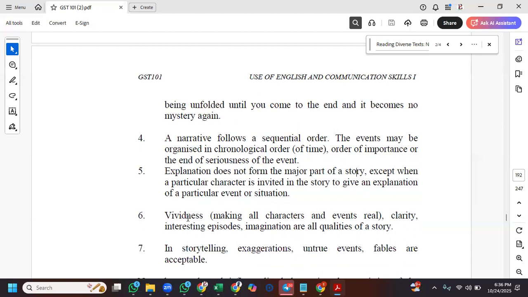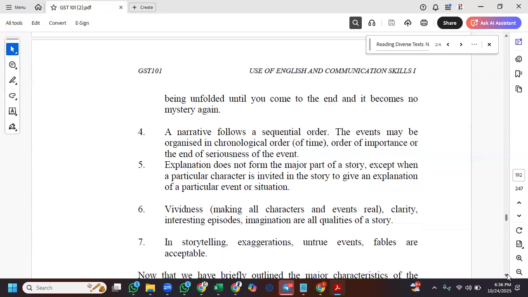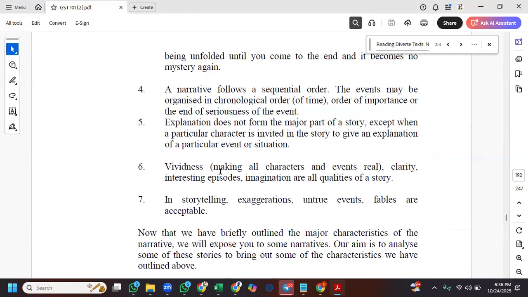Now, vividness. Don't forget that all we are dealing with now are characters of narrative text. And I think that is all we'll be able to do tonight. We'll meet in our next class and talk on other things. Now, what's this character of vividness? What does it mean? Making all characters and events real. Clarity, interesting episode, imagination are all qualities of a story.